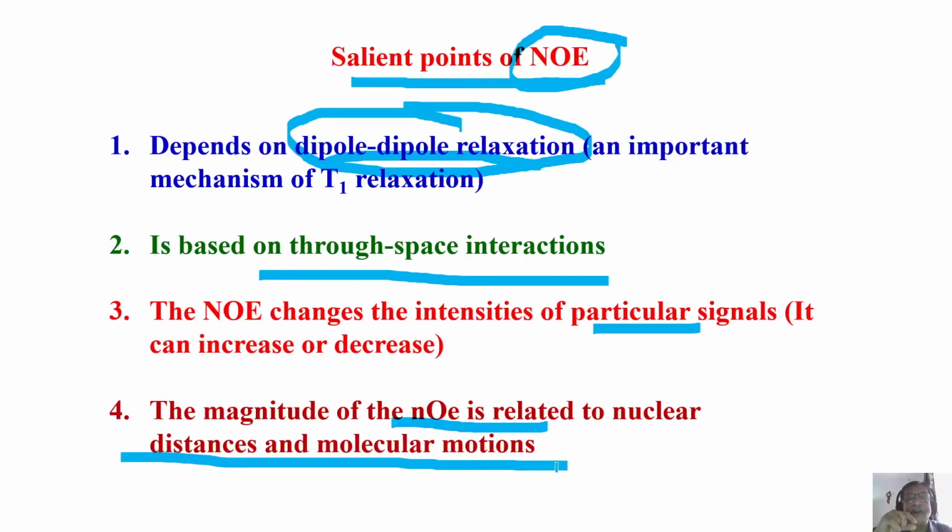NOE depends upon the distance between two nuclei. If the nuclear spins are far away, even if you disturb this nuclear spin, it cannot transfer the polarization directly to the other. It is not possible. Okay. And the transfer of polarization also depends upon molecular motions. How fast the molecules are undergoing motion and what is that motional frequency. All those things come into the picture.